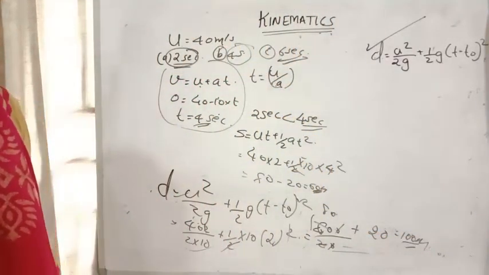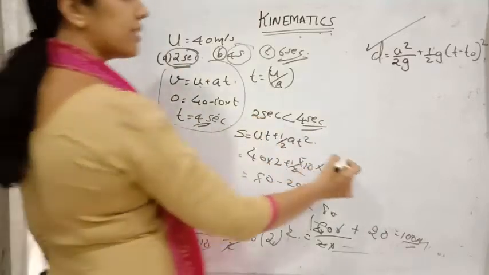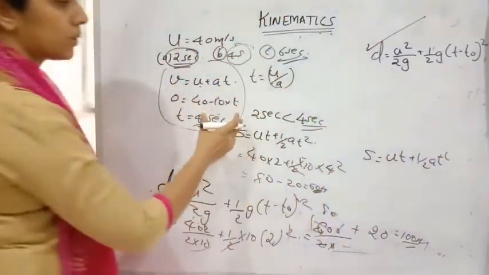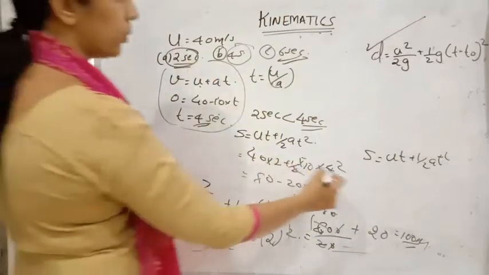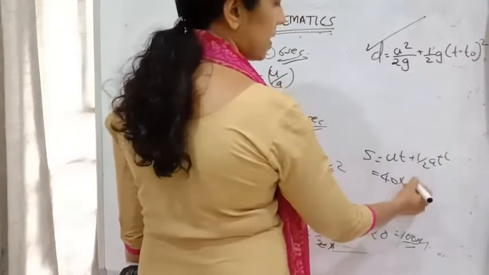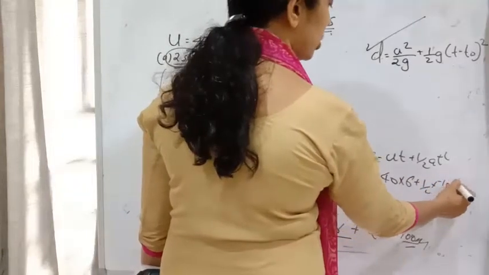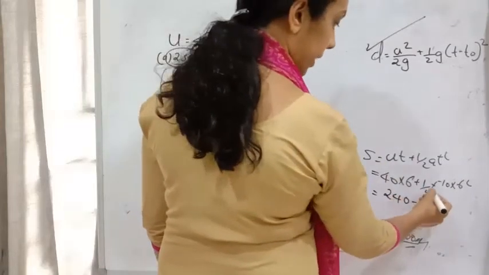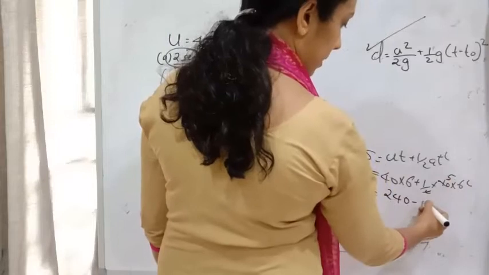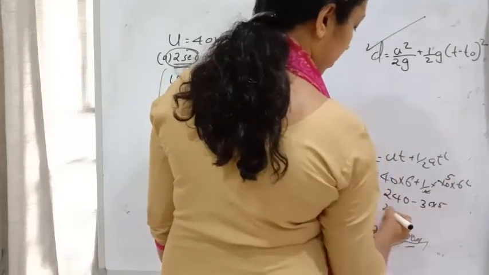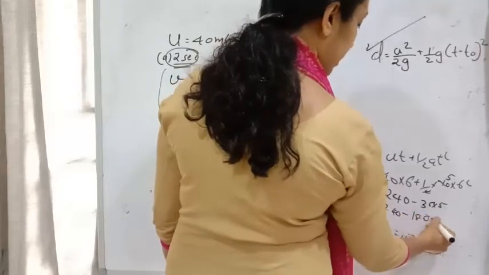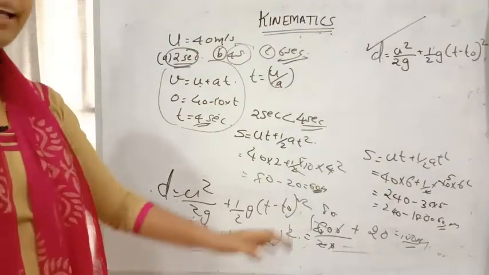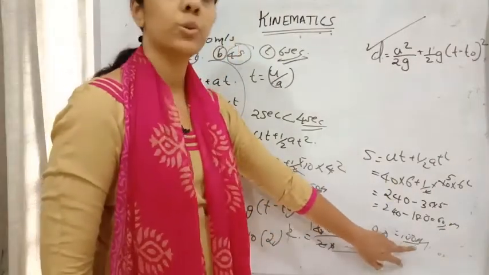And if they are telling you to find the displacement, what should you do? You can directly substitute into the formula S is equal to ut plus half at square. Initial velocity is given, acceleration is given. So 40 into t, which is 6, plus half into minus 10 into 6 square. So 6 4s are 24, 240 minus 36 into 5, 240 minus 180. So 60 meters you will get. 60 meters will be the displacement.